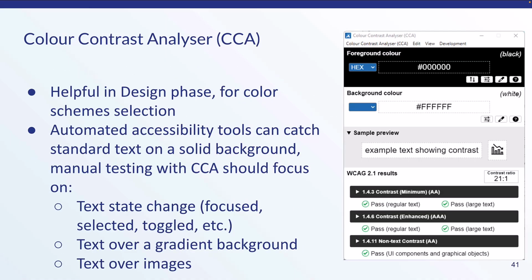Now let's talk about testing the color contrast. There's a tool, the Color Contrast Analyzer, or CCA, that's helpful in the design phase and for testing color schemes, specifically with color droppers. Now, automated accessibility tools can catch many of the color contrast issues in content, but we want to especially focus on using CCA on areas where we may have colors used to communicate the change of state, or when we have text over a gradient background or text over images.